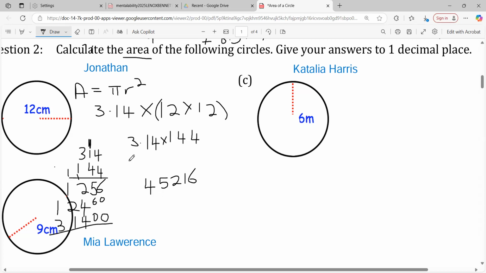Because if you do that, you're forgetting to put back the decimal places. Since it was 3.14, you're going to put back the decimal places. It would be 2 decimal places. So you're going to say 452.16. And your final answer would be 452.16 centimeters square.